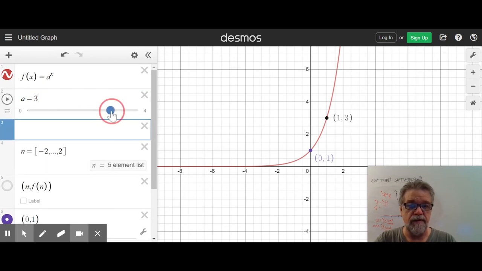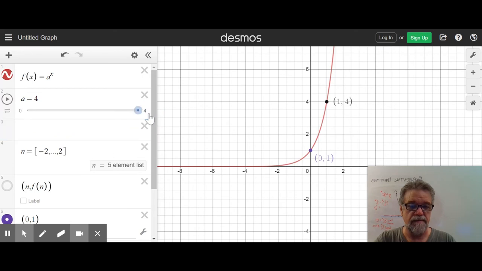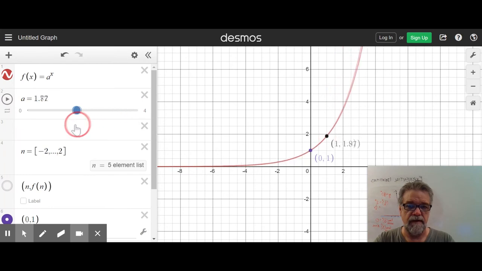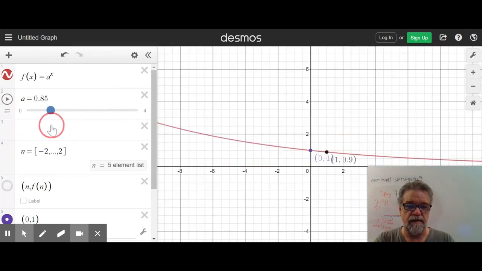And if we just make a bigger and bigger, it just stretches up and up and up. Okay, here's 4 to the x. So you can always tell what the base is just by asking, what's the y when x equals 1? Because a to the 1 power is going to equal a. And then if we go the other direction and let a get smaller, then it sort of flattens down and then swings up to the left.